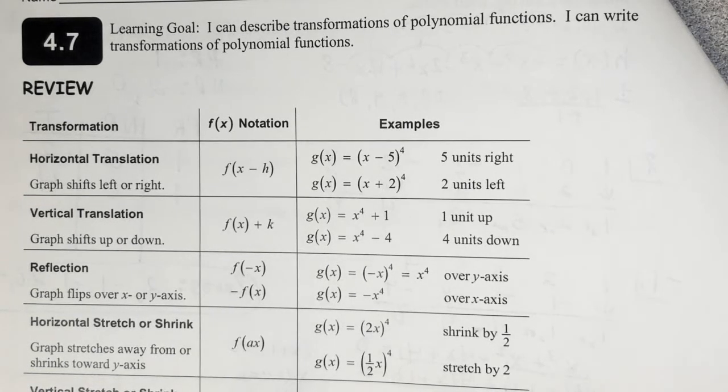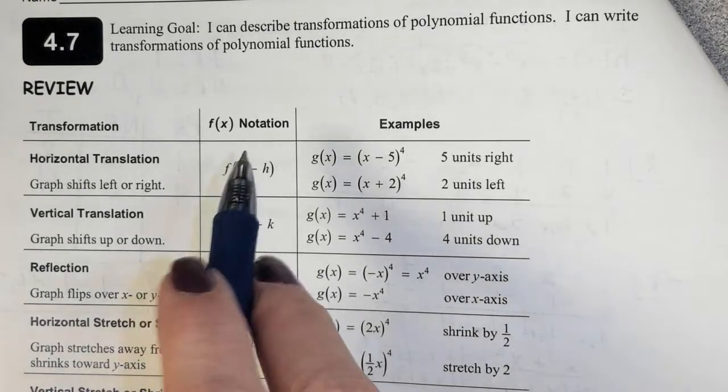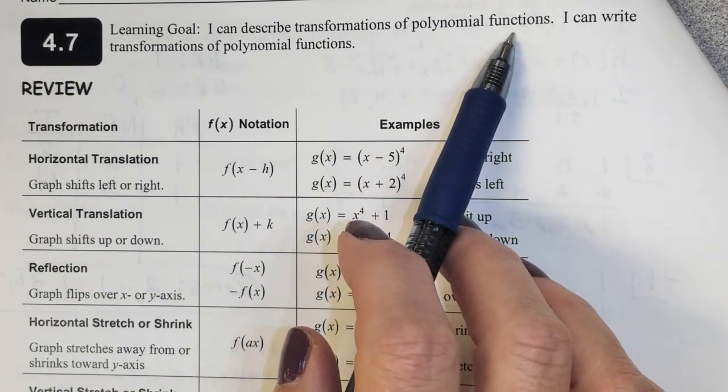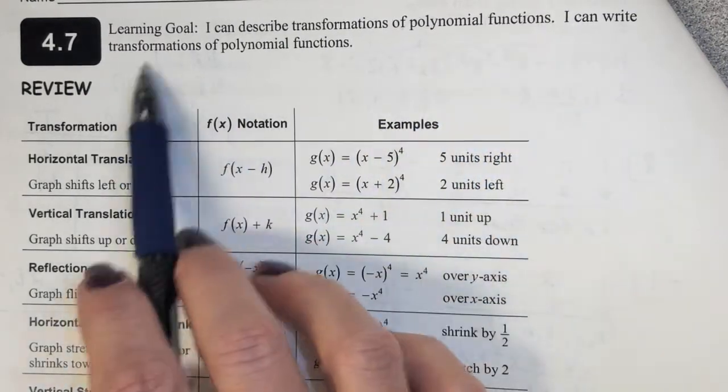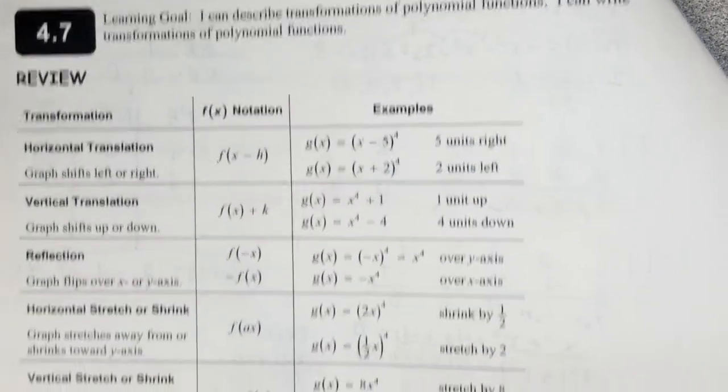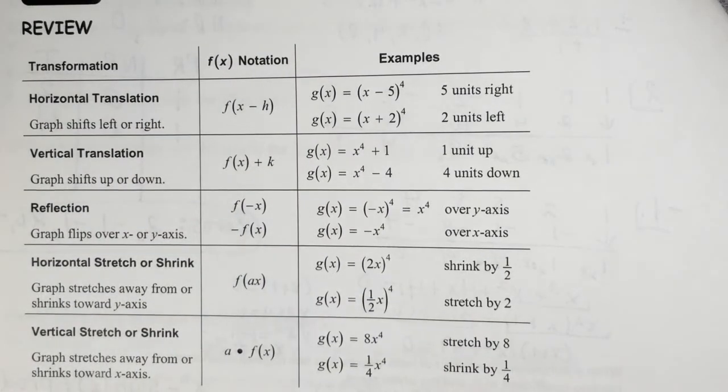Hello, today we are looking at section 4.7, and what we're going to be looking at is how we can describe transformations of polynomial functions, and then also we need to be able to write transformations of polynomial functions. So looking at some of these rules, these are all review.